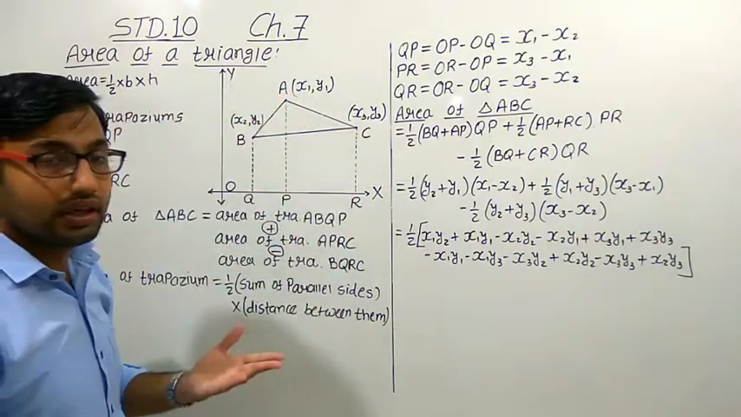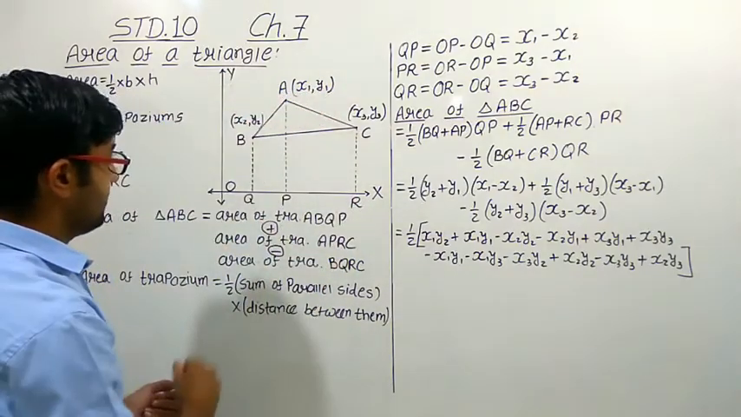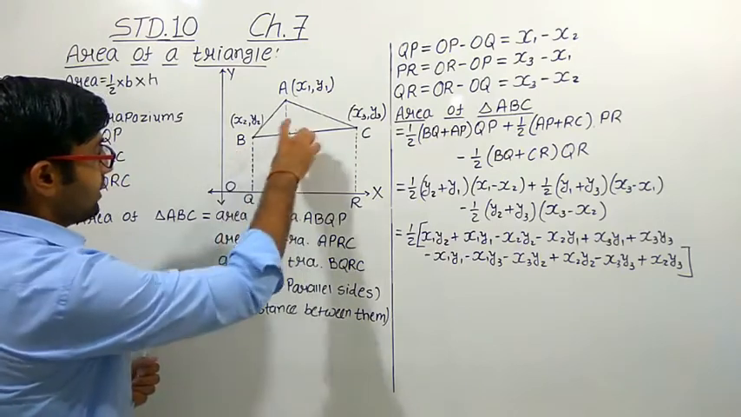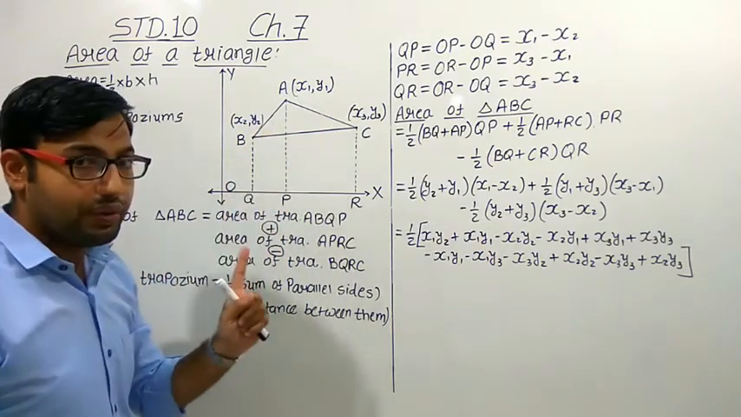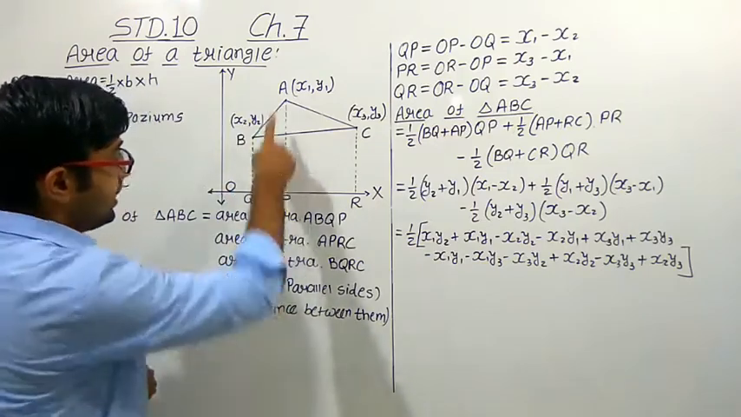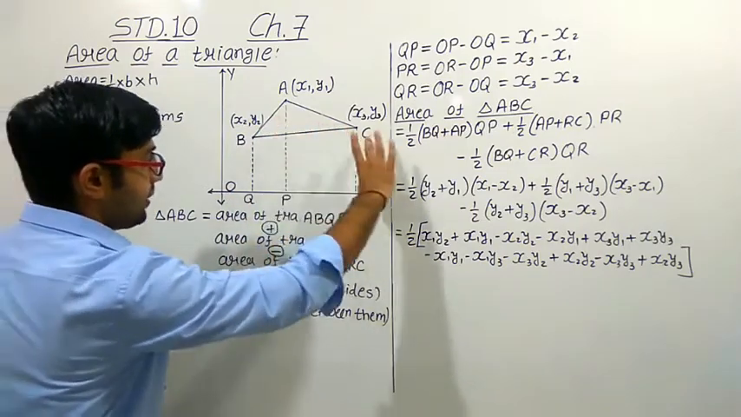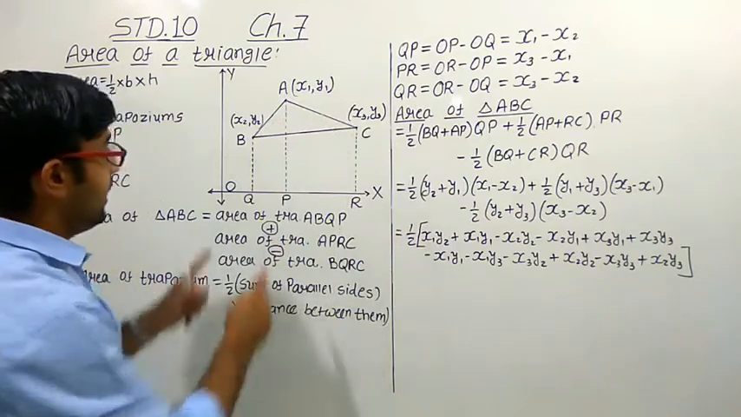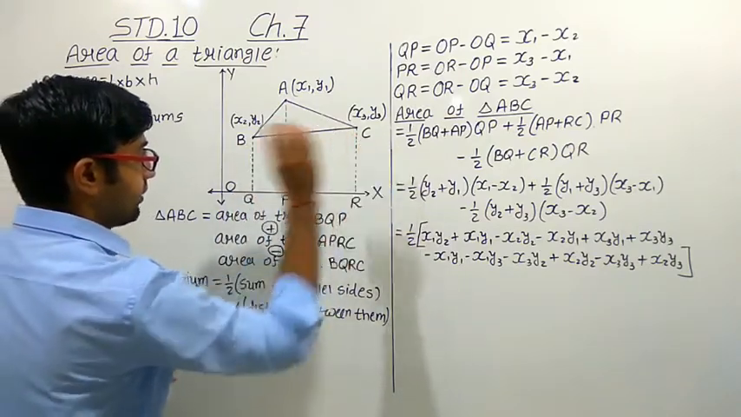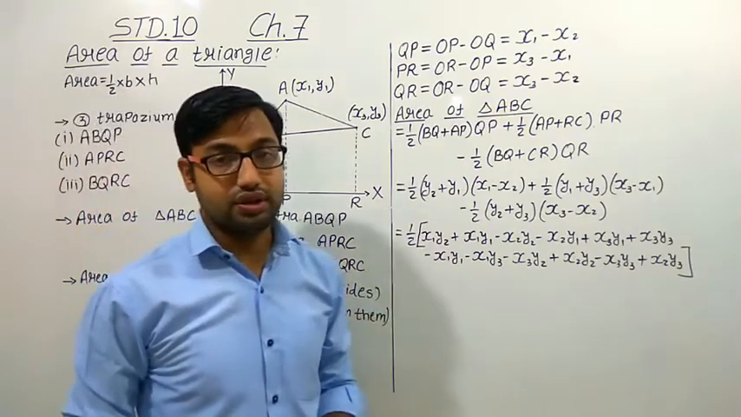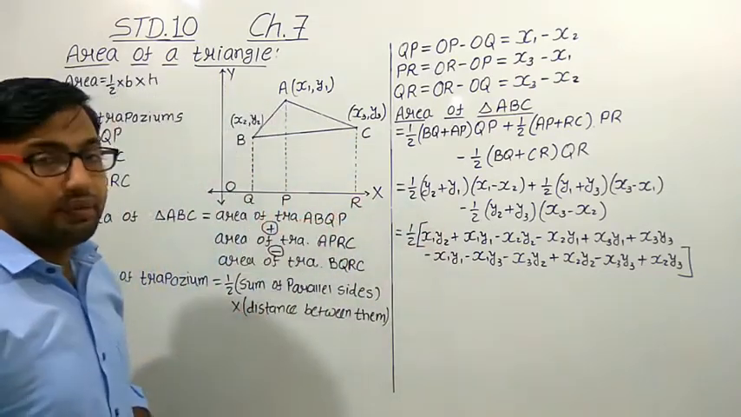BQRC, right? Because in all these trapeziums, BQ is parallel to AP. That is, in ABQP, one pair of opposite sides is parallel. In APRC, AP is parallel to CR, right? And in BQRC, BQ and CR are parallel to each other. That is why all these three are trapeziums.